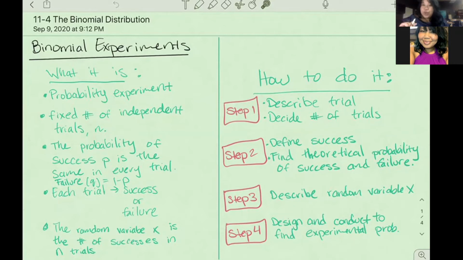So let's say we want to know how to do it. Here's how we do it. Step 1, you're going to describe what the trial is going to be. Again, it has to be a trial of success or failure. It worked, it didn't work, nothing in the middle. Then you decide the number of trials that you're going to do. You're going to define what success means, because in order for us to keep track of P, the successes, we need to know what a success is.